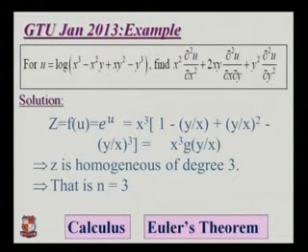Here we can apply Euler's modified theorem, because z is equal to f of u. We can write e raised to u is equal to x cube common, 1 minus y by x plus y by x whole square minus y by x whole cube. So here x cube is common and g of y by x. So z is a homogeneous function of degree 3. So n is equal to 3 here. We can apply Euler's modified theorem.